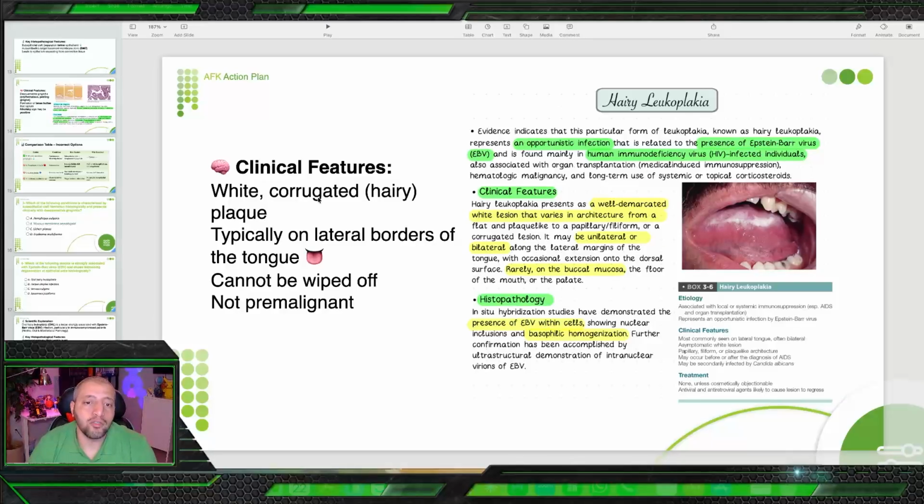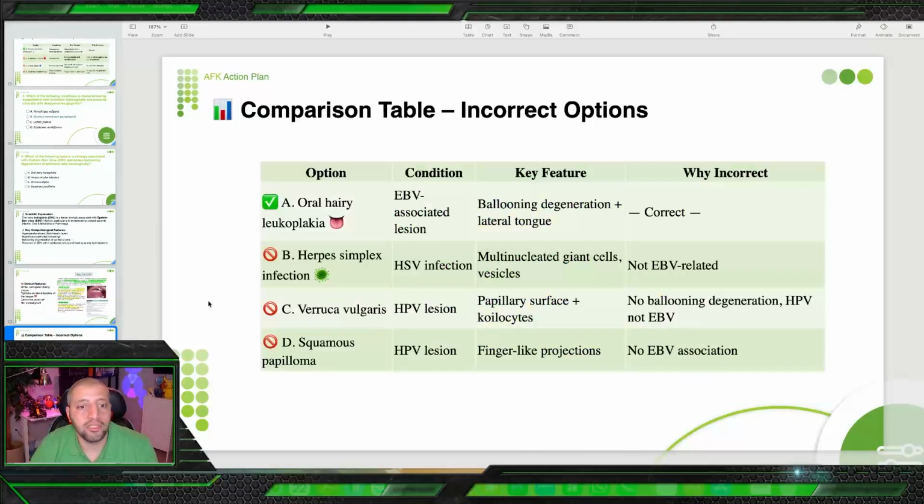It looks white, corrugated, like a hairy plaque, typically on the lateral border of the tongue, and most likely it will be bilateral, cannot be wiped off, and is not pre-malignant. I know most of us as dentists think about this condition as plans to be malignant, pre-malignant, which is not. Both conditions are not pre-malignant. So don't think about this one as a pre-malignant condition.